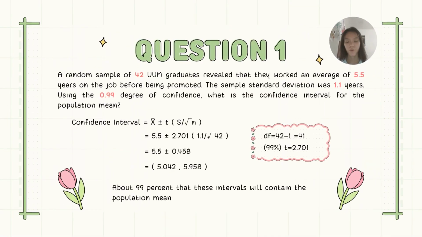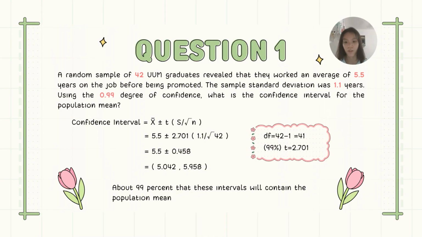In this question, we need to get the data from the question. A random sample of 42 graduates means that n is equal to 42. They work at an average of 5.5 years, so the sample mean is 5.5. It is also given that the sample standard deviation is 1.1 years, and the degree of confidence is equal to 99%.